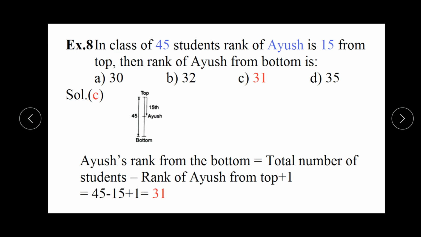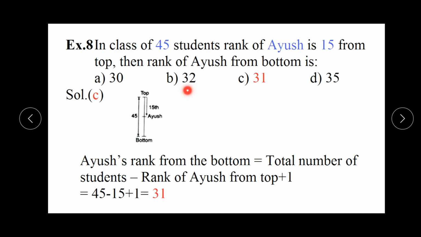Let's see the example. In a class of 45 students, the rank of Ayush is 15 from the top. It means Ayush's rank is 15 from the top. Ayush's rank is given from which side? From the top side. We are finding out the rank of Ayush from the bottom, the rank of the same person Ayush from the bottom.